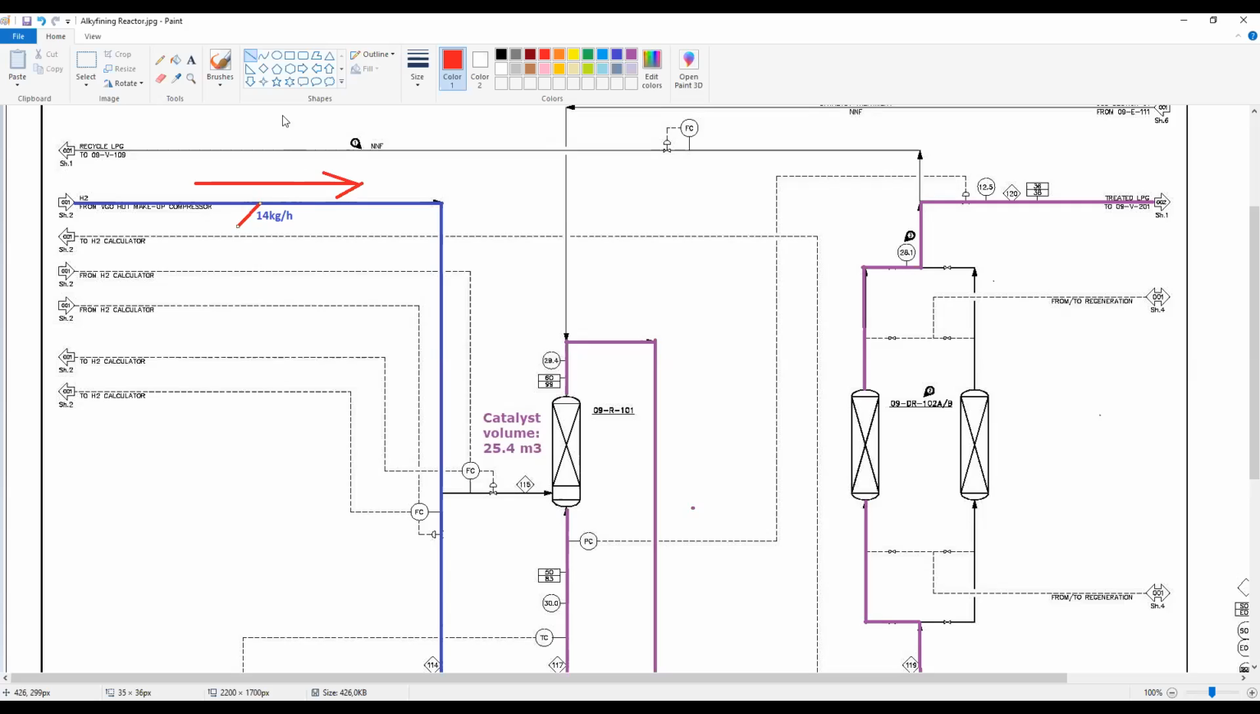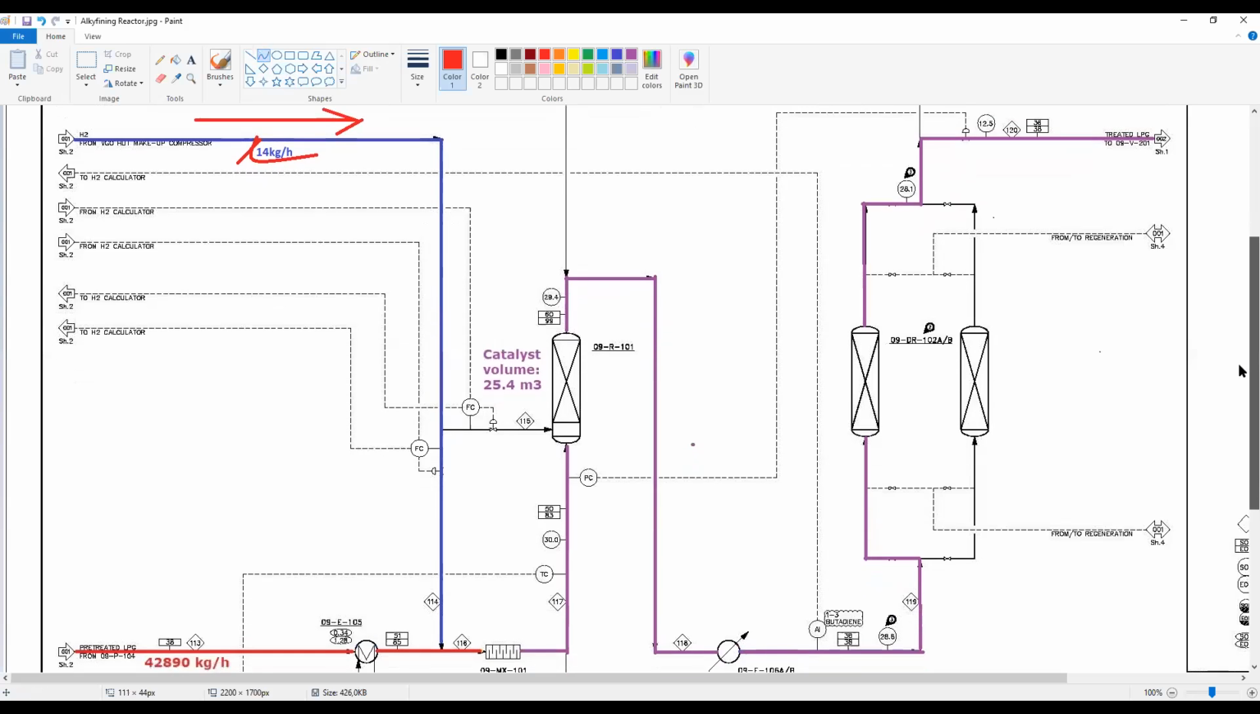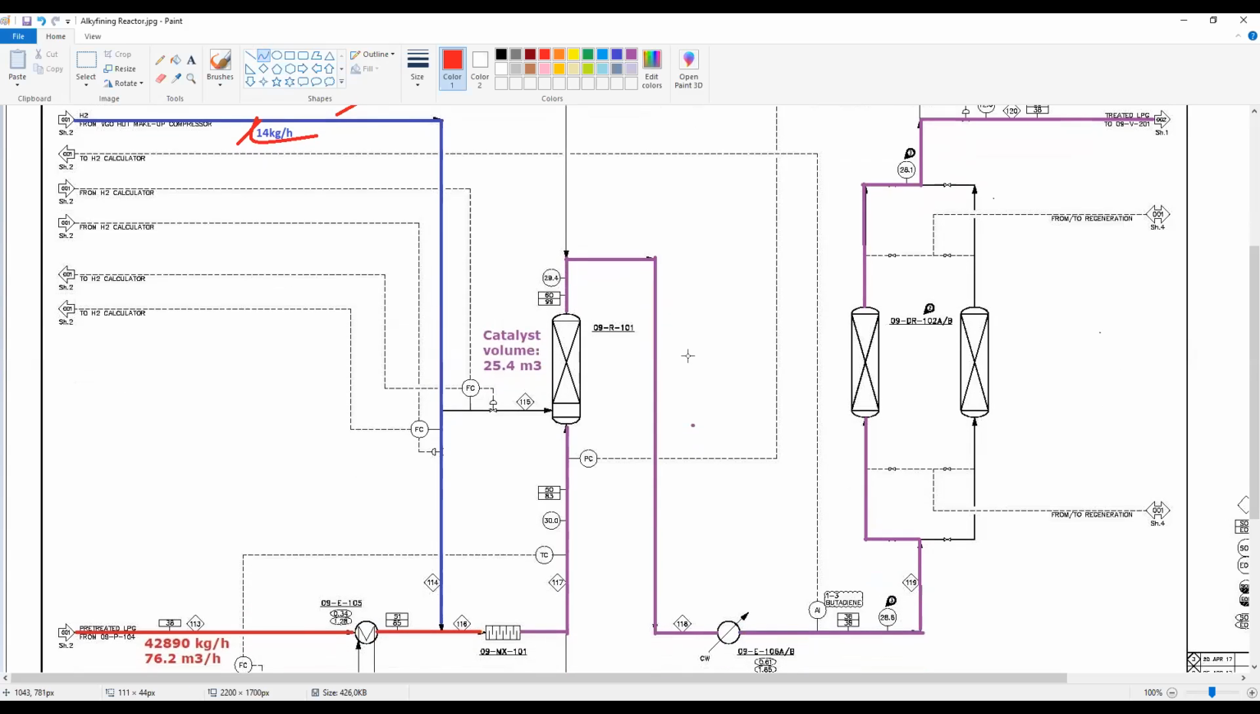Here we have the 14 kilograms at start of run conditions. And then we have here the reactor, that is the R101, with the catalyst volume that is 25.4. This is the reactor, and here you have the catalyst.